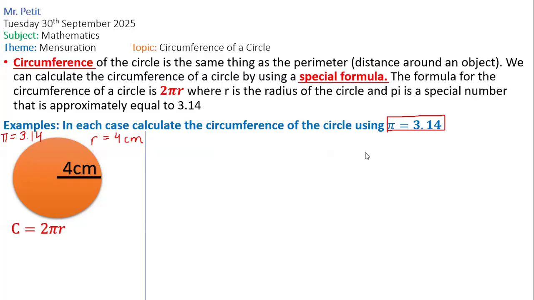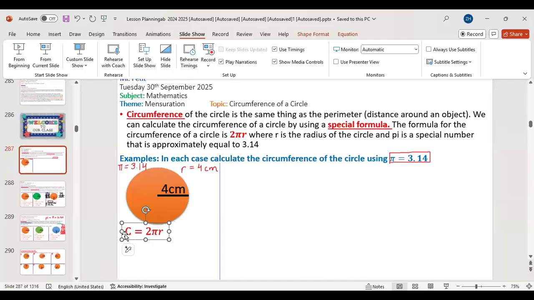All right, now we're going to substitute. For pi, we're going to put 3.14. For r, we're going to put 4 centimeters. So let's go ahead and do that. We're ready with our formula. That's the first thing you write. In some exams, they just give you a point for it.